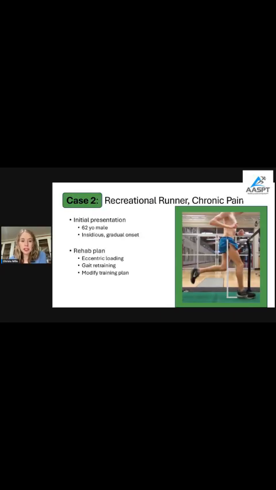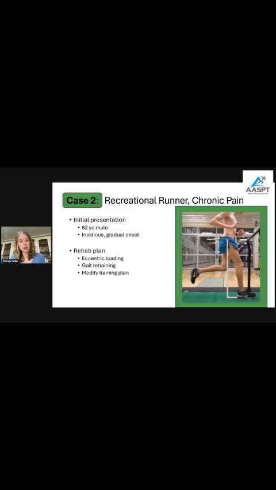So I'll just briefly touch on two other cases here. This is a recreational runner with chronic pain. In this case, this might be more of the population I see in the clinic. A recreational endurance runner, and he initially had an insidious, gradual onset. We focused heavily on eccentrics. We did some gait retraining and worked on pelvic position.